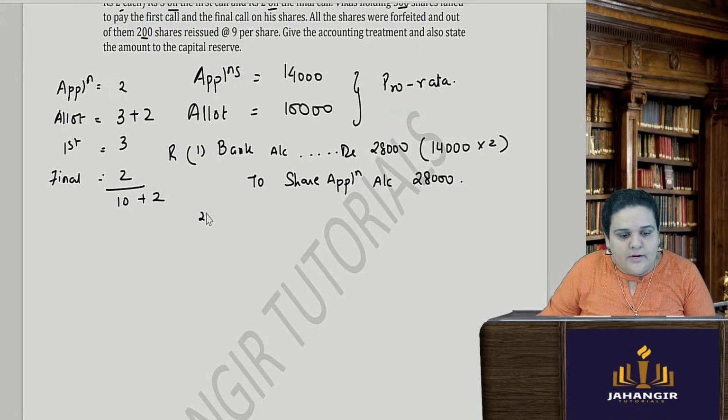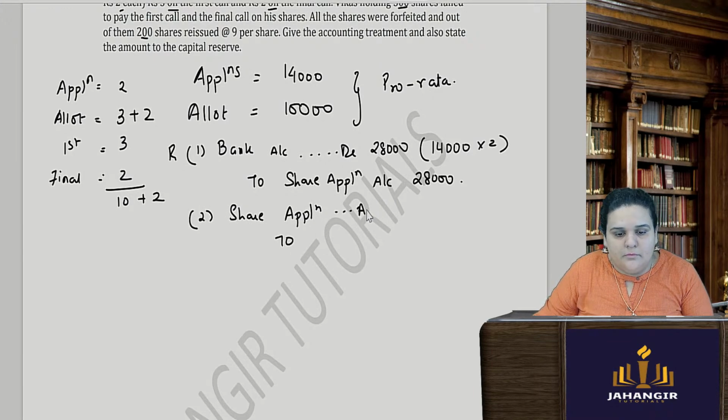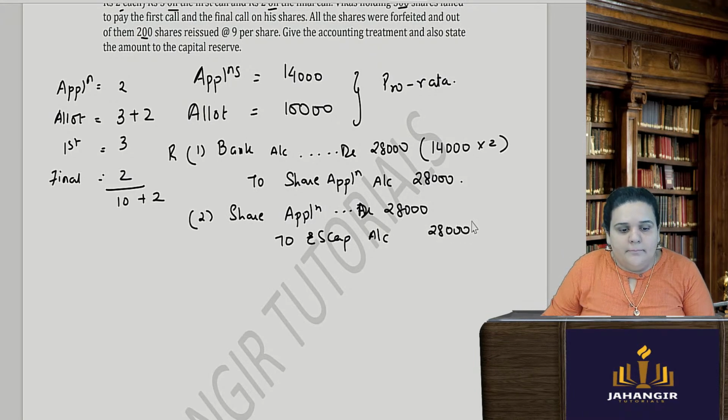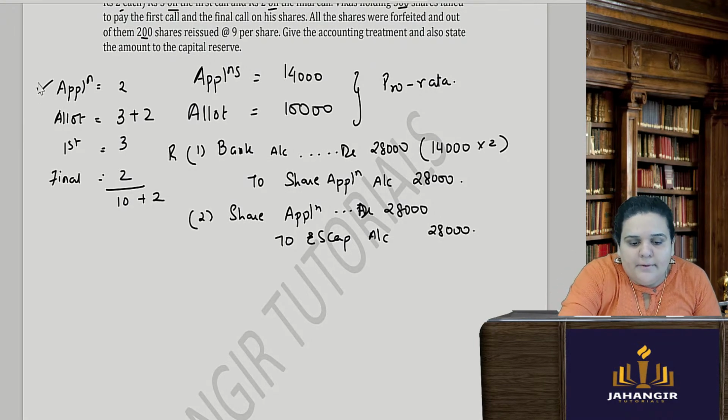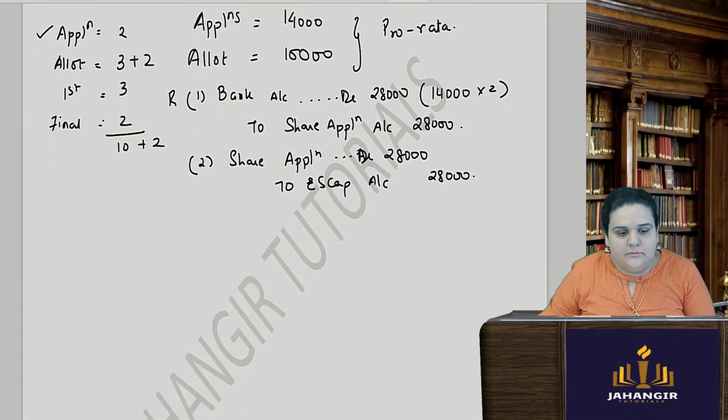And then I'm going to transfer this share application to equity share capital account. There is no premium anything over here. My application stage is done. Okay, now coming to my allotment stage.